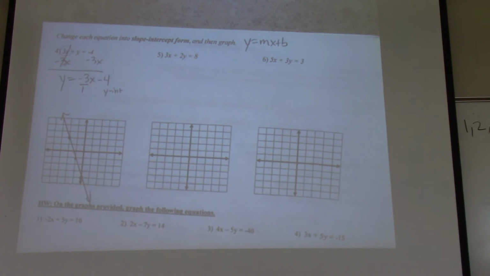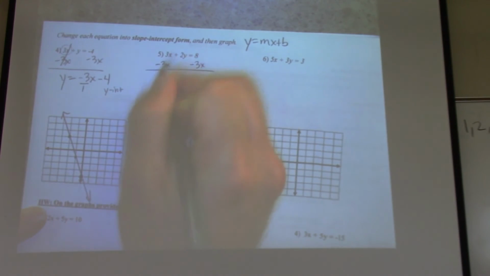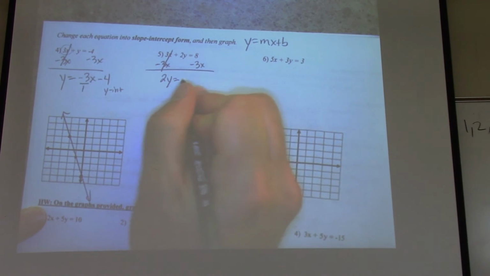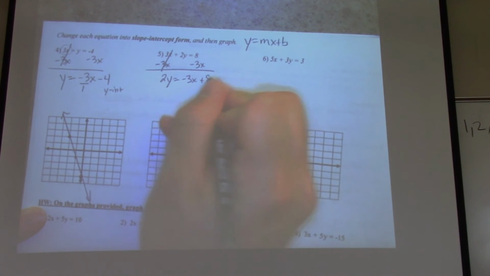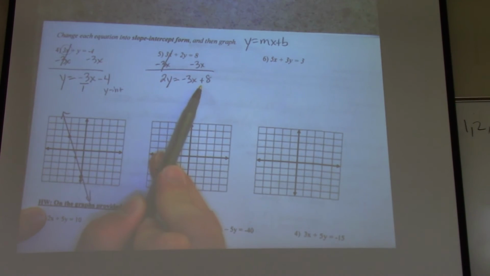Let's take a look at the next one. Because the next one doesn't work out quite at 3. What do I do first? Just solve for y. Move the x to the other side. So I'm going to move the x to the other side. I get 2y equals, again, I'm going to write it in mx plus b form, negative 3x plus 8. The difference between this one and the other one is negative 4 was minus, positive 8 is plus, right?